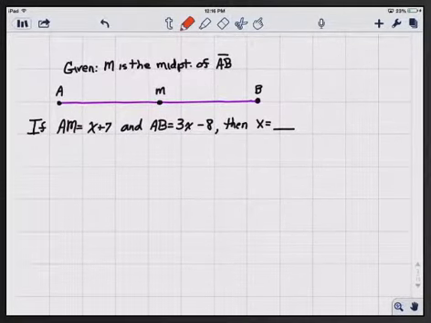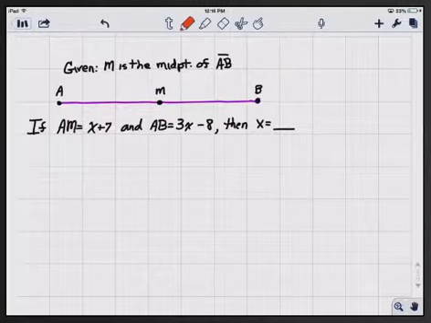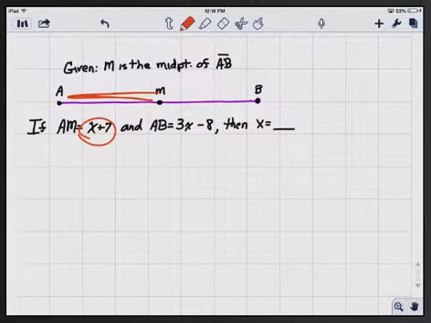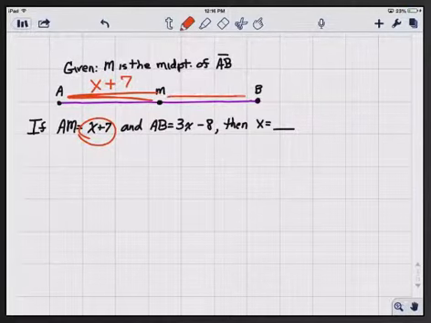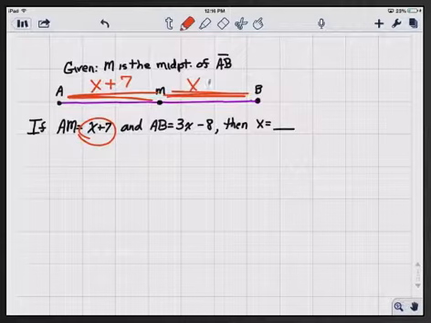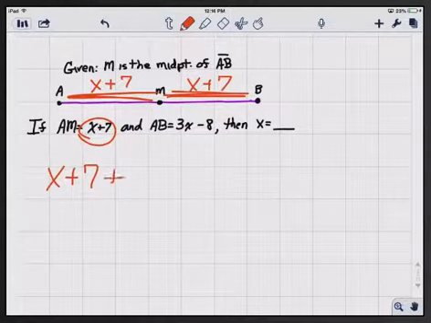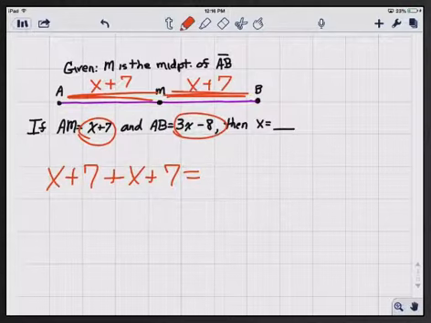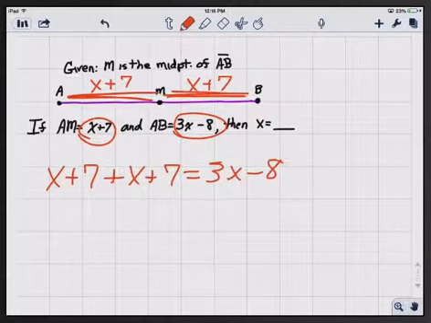Next problem. Given that point M is the midpoint of segment AB, solve for the value for x. So if this distance right here, as stated, is x plus 7, then if M is the midpoint, the distance from M to point B is also x plus 7. And using the segment addition postulate, the distance from A to M added with the distance from M to point B should equal the distance from A to point B, which is 3x minus 8. So we'll simplify and solve.